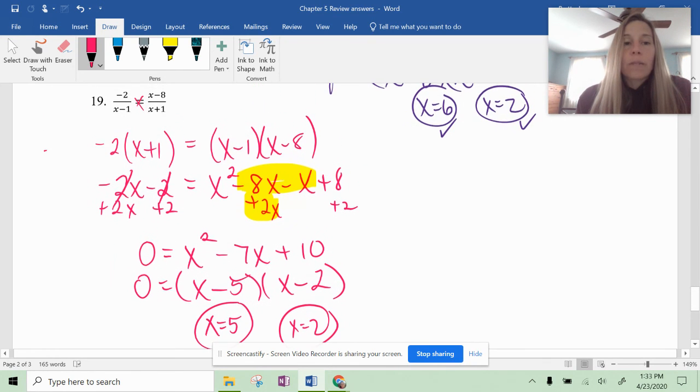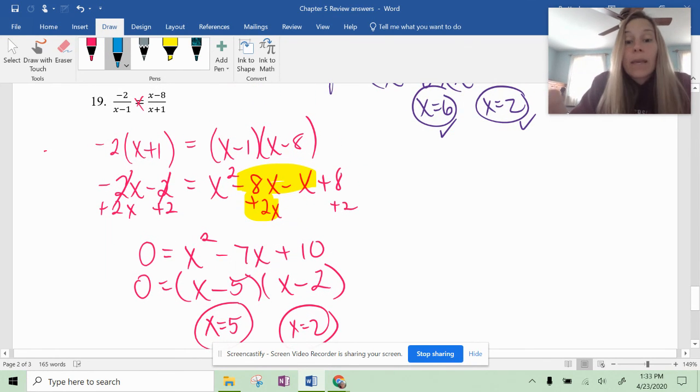Now, in this particular problem, one of these solutions is extraneous. So if you got this problem on your test, and you will get one like it, you have to make sure you're only choosing the multiple choice that has the answer that actually works. If you choose the one with both, it's going to be wrong.